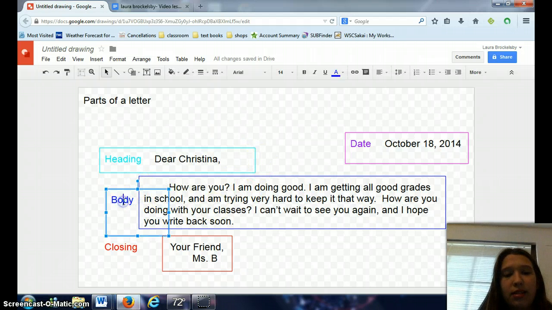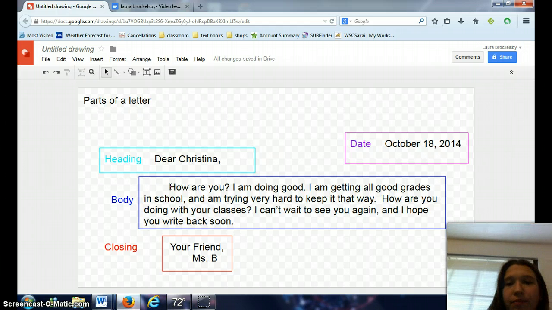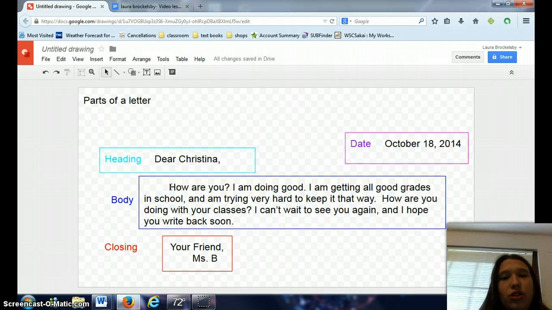The next part is the body. This is the content. This is what you're writing. This is anything you want to say during your letter. Mine is short, it's only a paragraph, but you can write as many paragraphs as you want, and that is still the body of the letter.